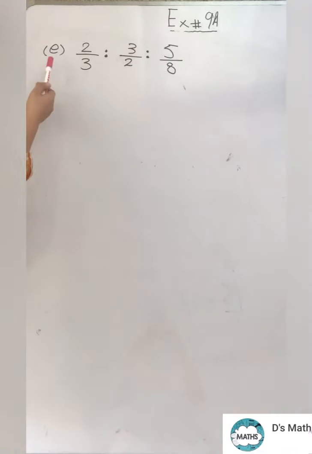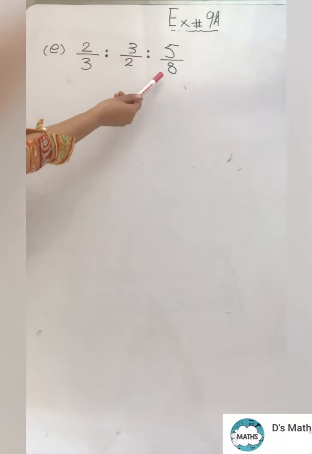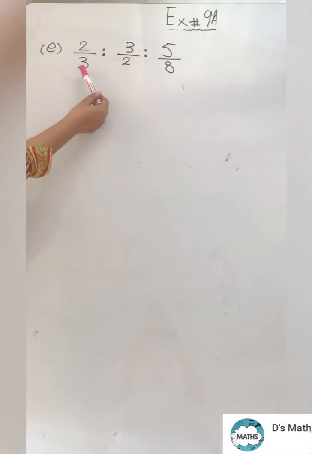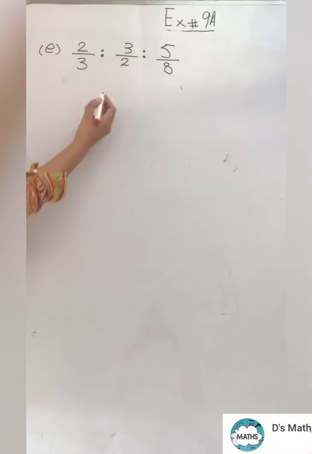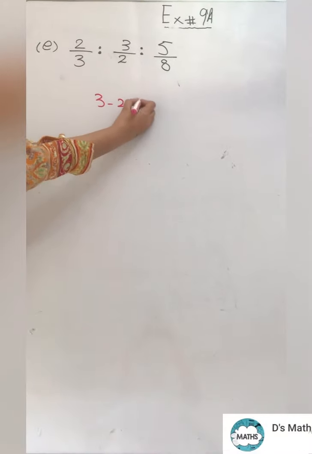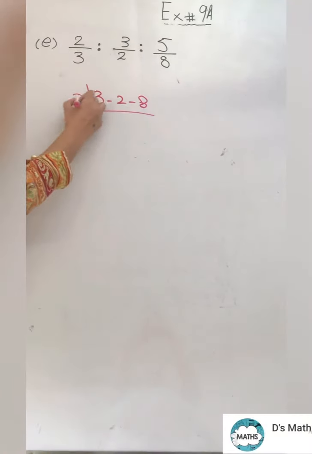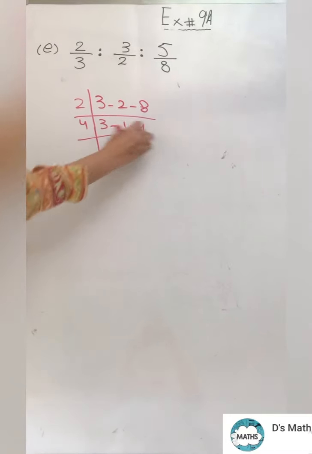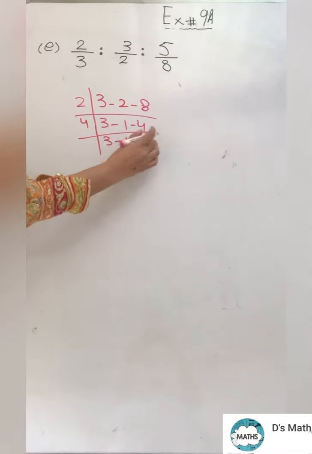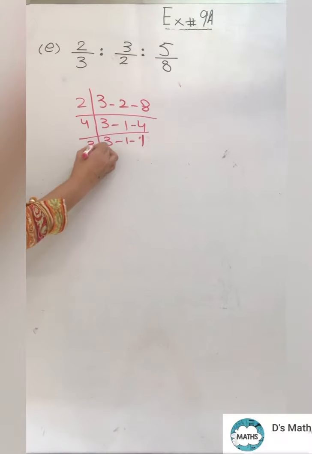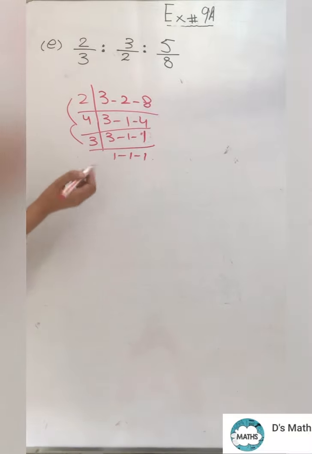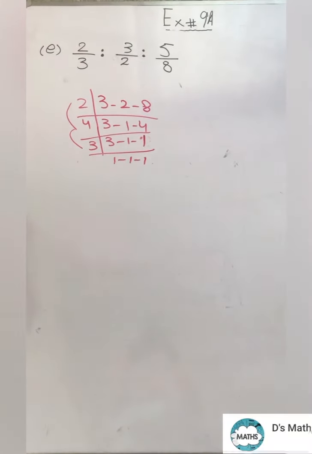Okay, now we will do part E. In part E, we have to take the ratio of 3 fractions. Same rule: we have to remove the denominators of all 3 fractions. The hint is to always take the LCM of all the denominators. If you take the LCM of the denominators 2, 4 and 3, 2 fours are 8, 8 threes are 24. That means our LCM is 24.